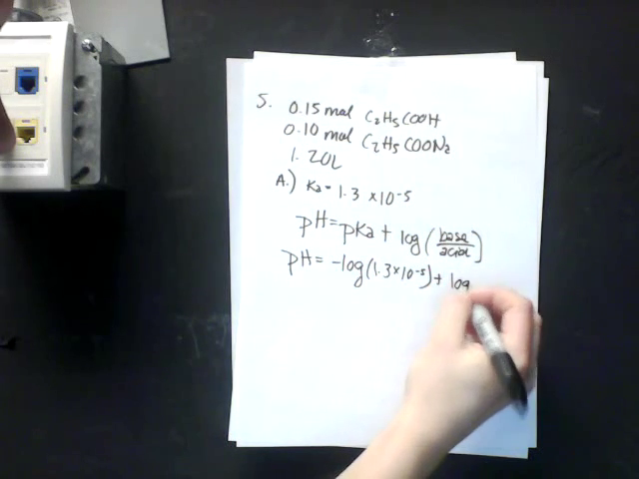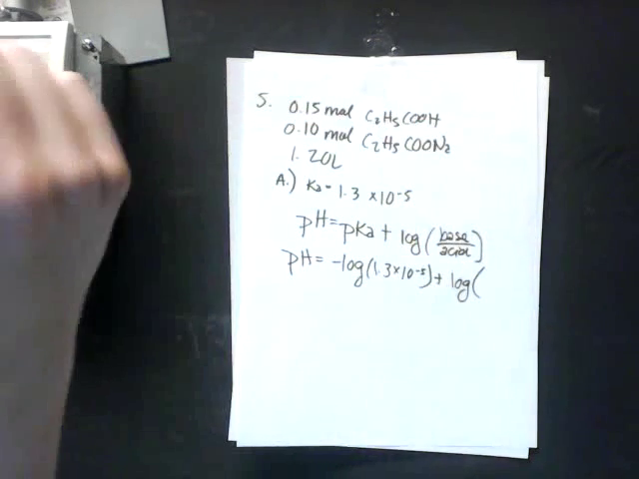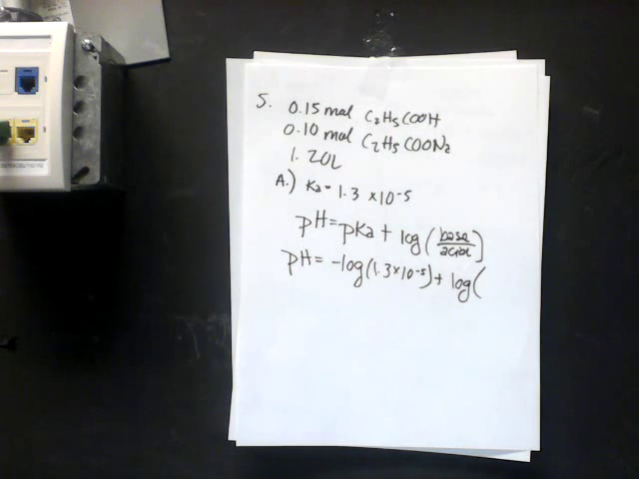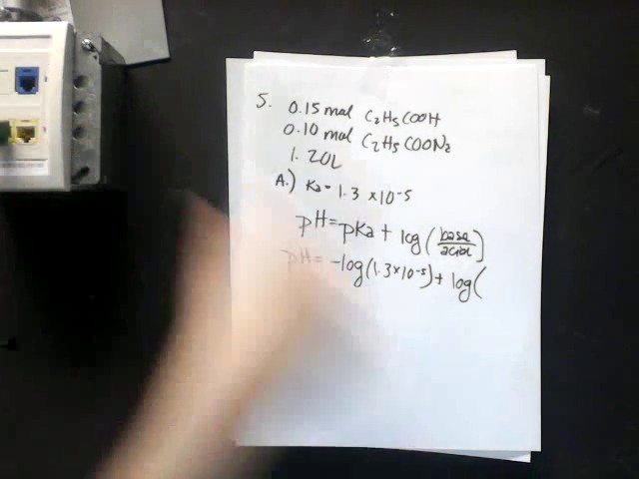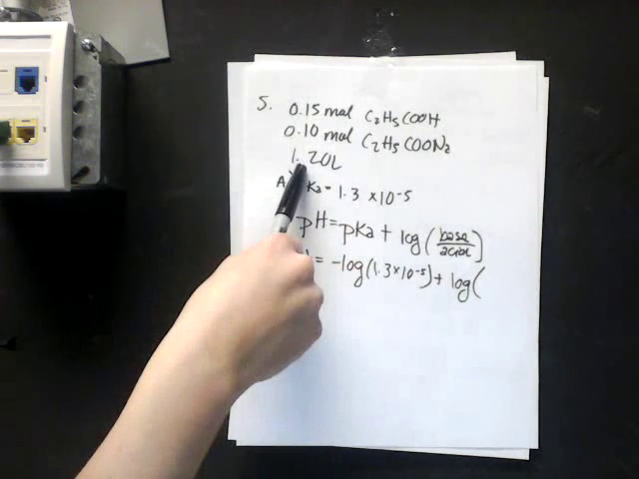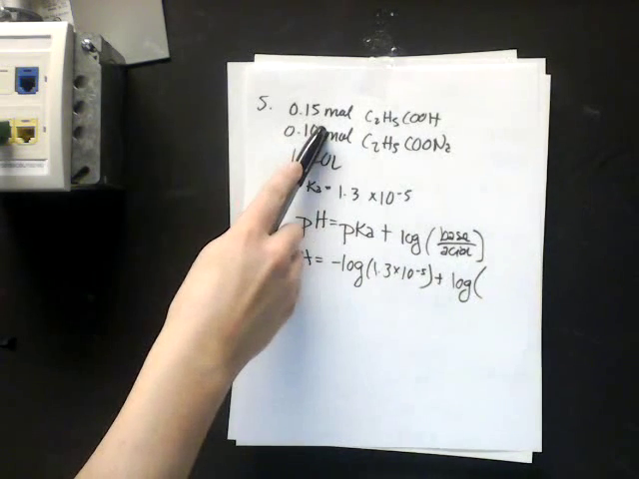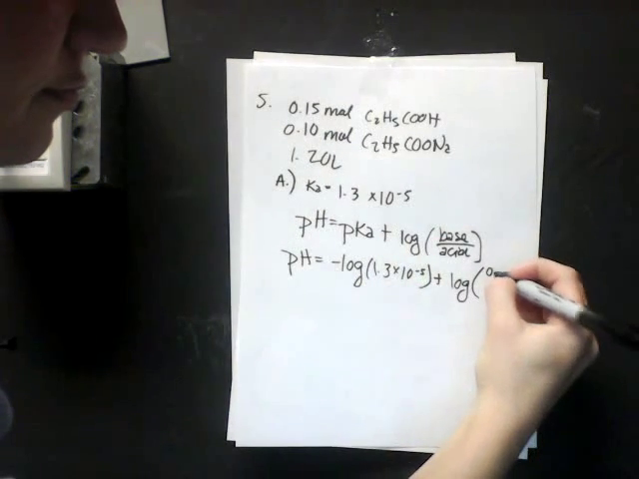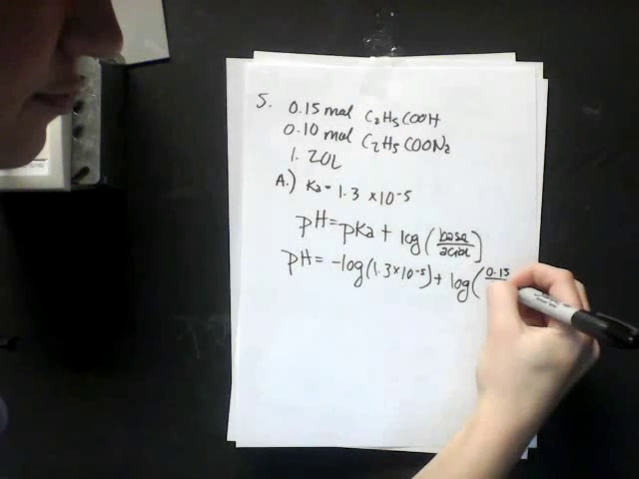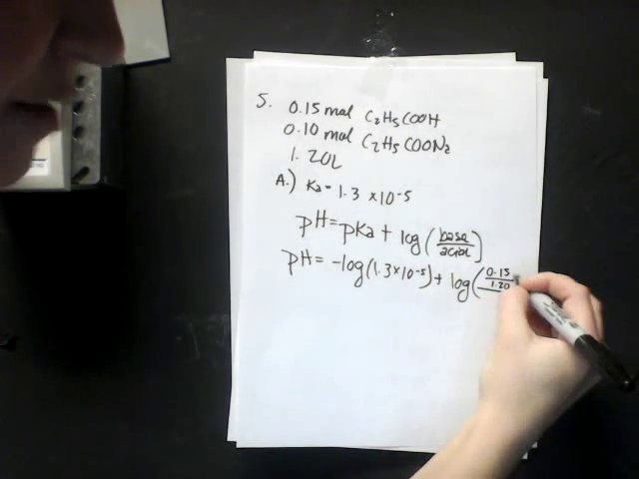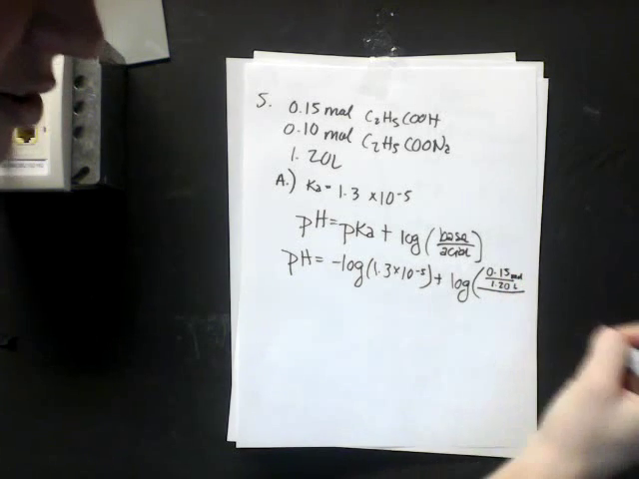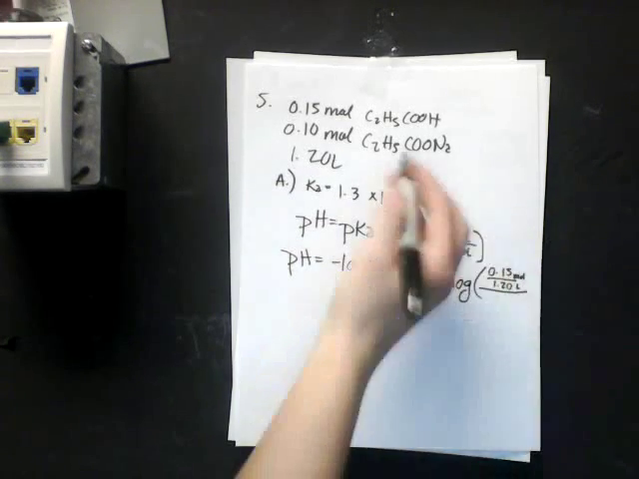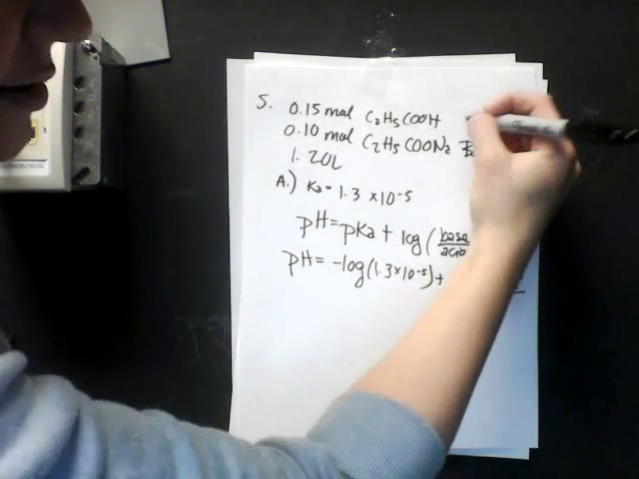plus log of base over acid. So the concentrations of base over acid. So my concentrations are 0.15 divided by that 1.20. Because we want concentrations here as moles per liter. And then, oh, I'm sorry, we want base over acid, right? This is base. This is acid.